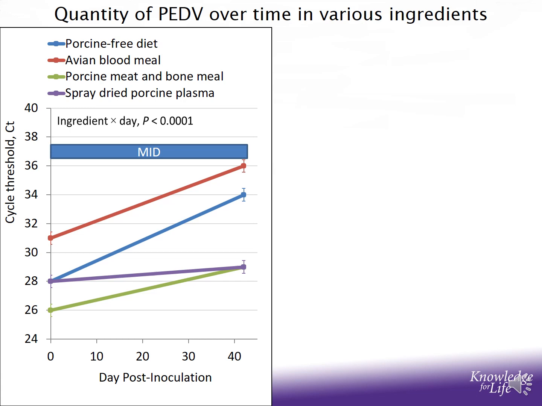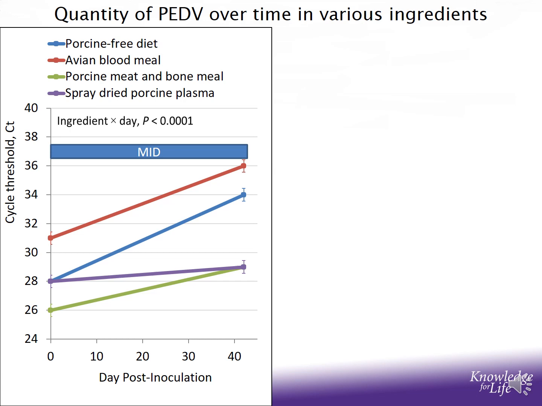This alone is a risky determination because we know that the minimum infectious dose for feed at day 0 is 37, but we've extended that to not just day 0, but across all day 42. And that was actually measured in a porcine-free diet. It was not measured in porcine meat and bone meal. We don't know the minimum infectious dose of PEDV in a porcine meat and bone meal.